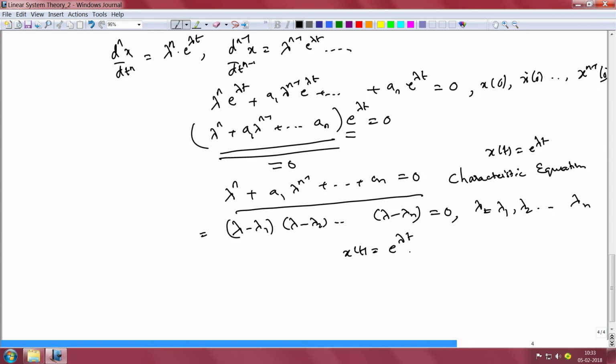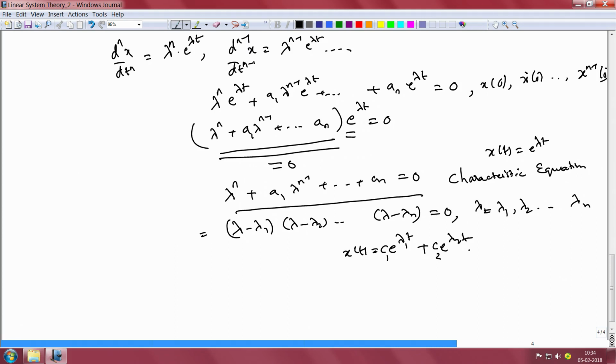Now since we are dealing with linear systems, if e power lambda 1 t is a solution and e power lambda 2 t is a solution, then we can easily show that owing to superposition and scaling, e power lambda 1 t plus e power lambda 2 t is also a solution. How do we confirm this? We just substitute this in the homogeneous differential equation and verify that it is an acceptable solution. Indeed we can also show that C1 times e power lambda 1 t plus C2 times e power lambda 2 t is also a solution, where C1 and C2 are two constants.